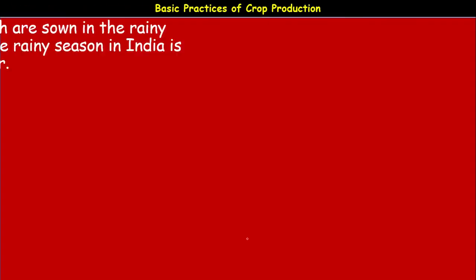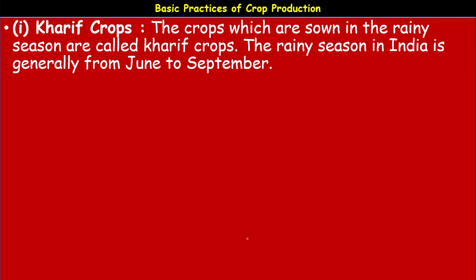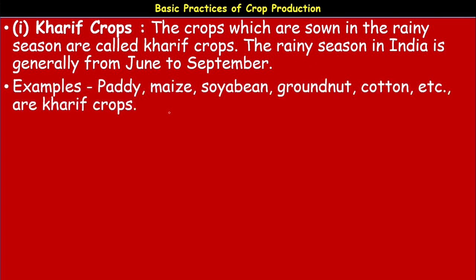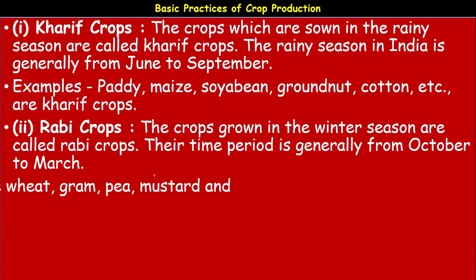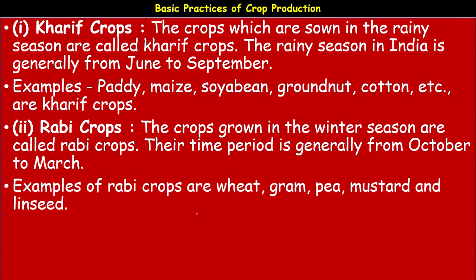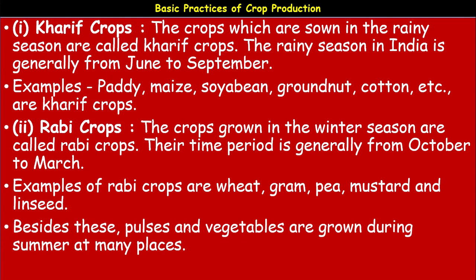Next, the basic practices of crop production. So, once again, the kharif crops, the crops which are sown in the rainy season, are called kharif crops. The rainy season in India is generally from June to September. The rabi crops, the winter crops, examples: wheat, gram, pea, mustard and linseed. Besides these, pulses can be grown in the months of March, April, that is the zaid crop.